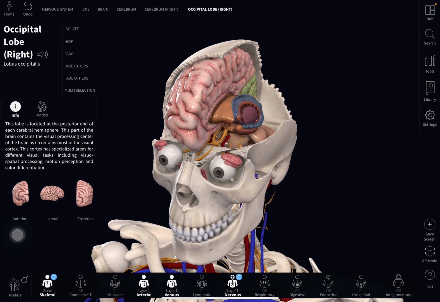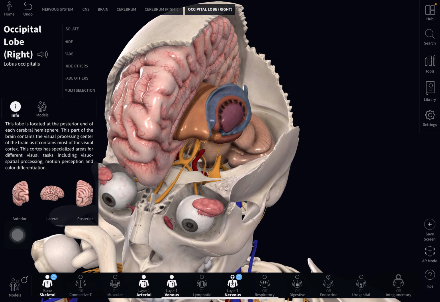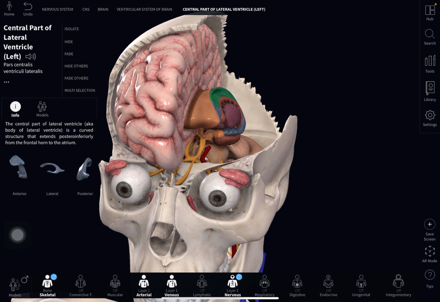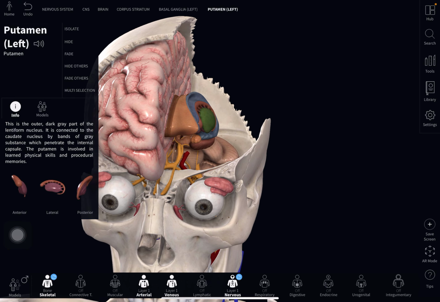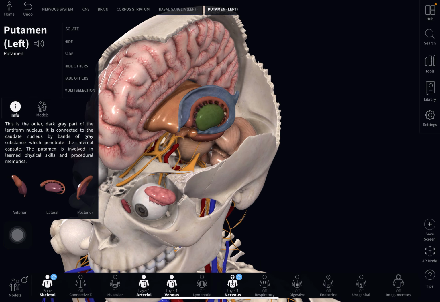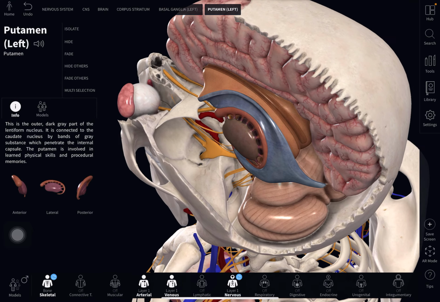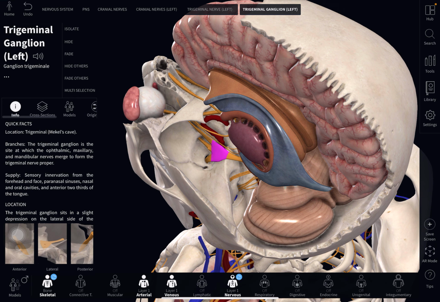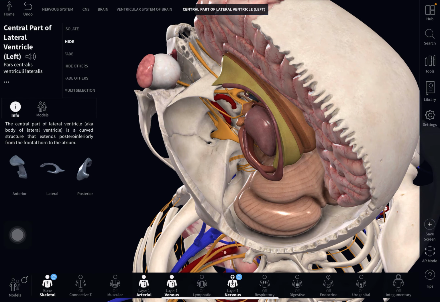Already, you can see the very nice ventricles as well as the other brain structures. This is the corpus callosum and the putamen, so parts of the limbic system as well. So you can already start to see some cranial nerves that you might want to be interested in. So this is the trigeminal. I'll just hide the structures that are in the way.